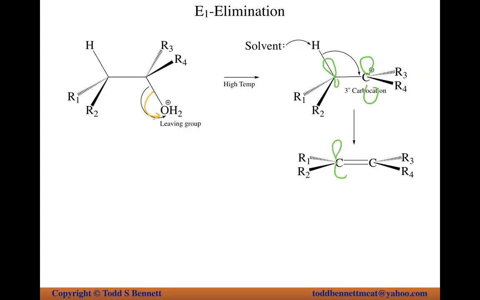In the end, all you've done is these electrons stay in the same spot. These are rotated over to form the pi bond. So orbital alignment is key. Key features of this one.